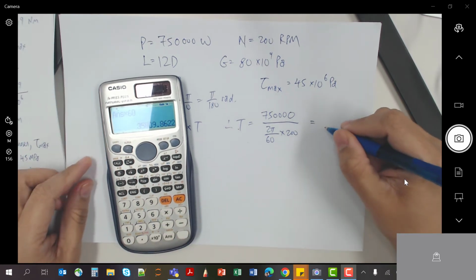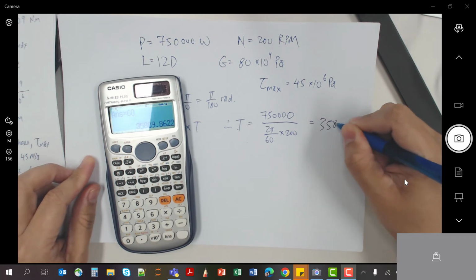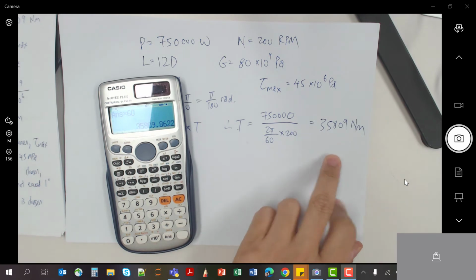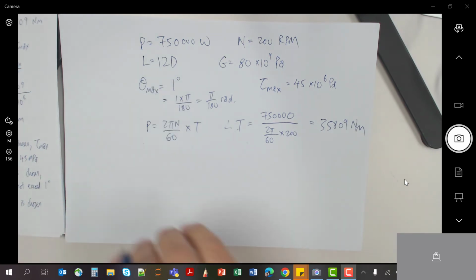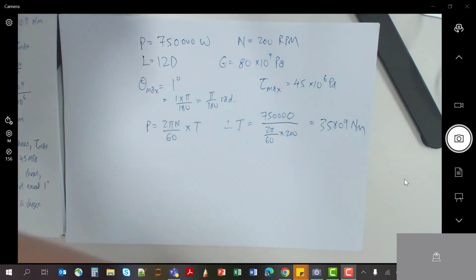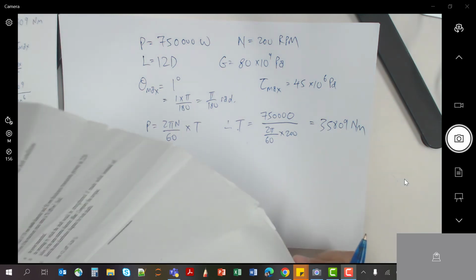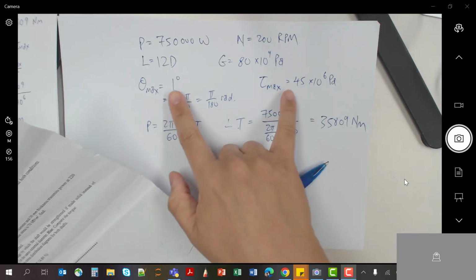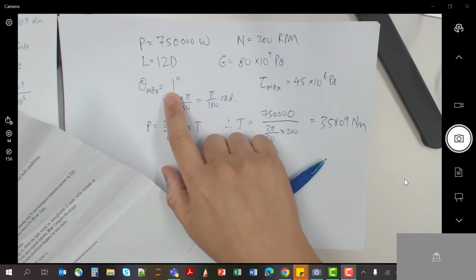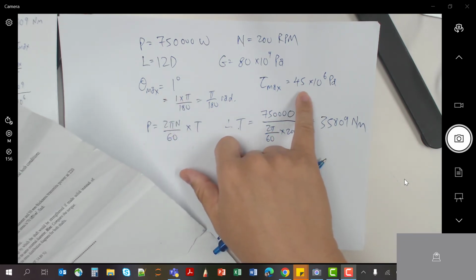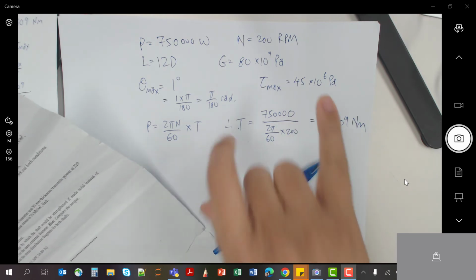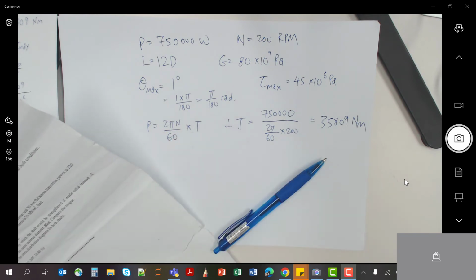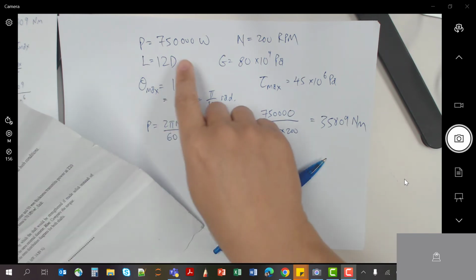Okay, you will get 35809 Newton meters. Now the hint there is say there are two independent conditions. These two: I cannot exceed 1 degree, I can also not exceed 45 megapascal. In order to satisfy both conditions, what is the minimum diameter I need to use?